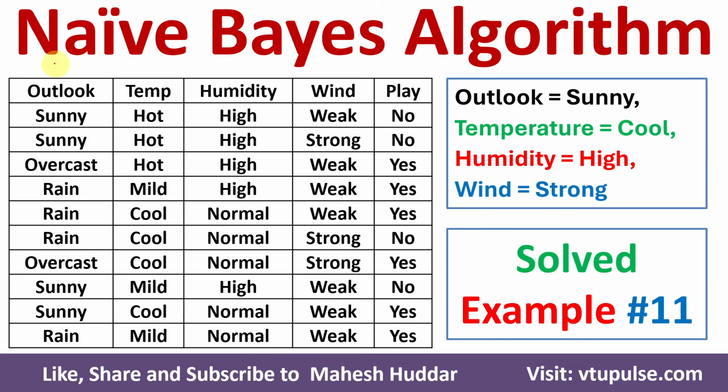Welcome back. In this video, I will explain the concept of the Naïve Bayes classification algorithm for the given data set, and here we need to predict the label for a new example. This is solved example number 11, and links for the previous examples are given in the description below.